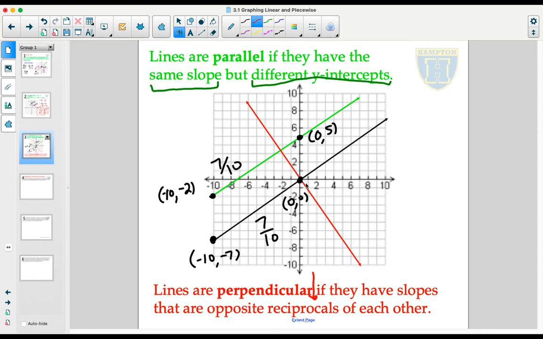Contrast that one more time to the red line, where I could use this point down here as my guide. This is the point (-7, -10). I again see that the red line goes through the origin. I can look at this slope triangle, and I see that my slope is -10/7. Exactly the opposite reciprocal that I was looking for from the black and the green lines.